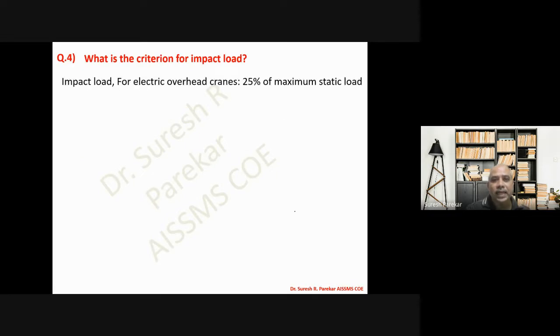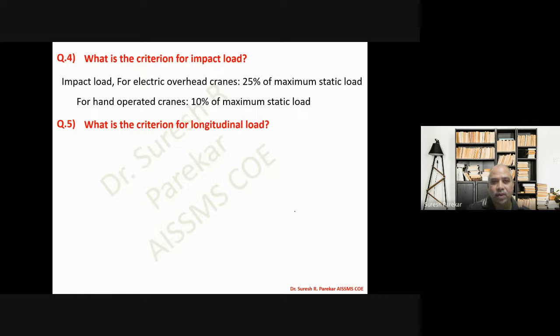What is the criteria for impact load? Impact load when we have electric overhead cranes is 25% of maximum static load, and for hand operated cranes our impact load is considered 10% of maximum static load. What is the criteria for longitudinal load? This is 5% of maximum static load for both, that is electrically operated and hand operated.